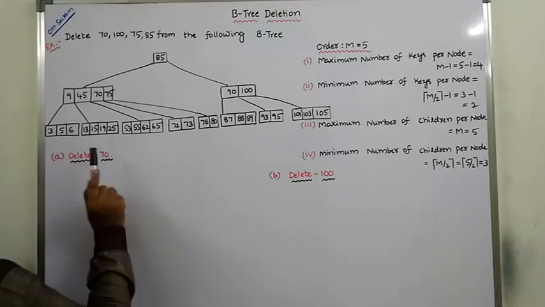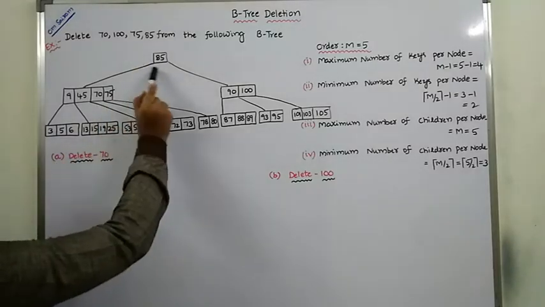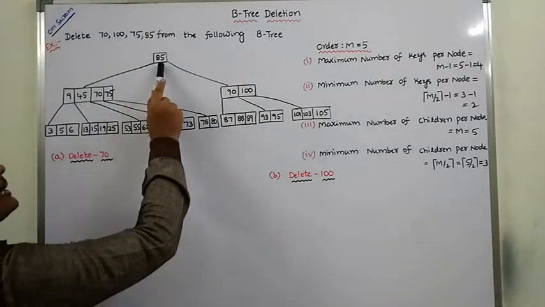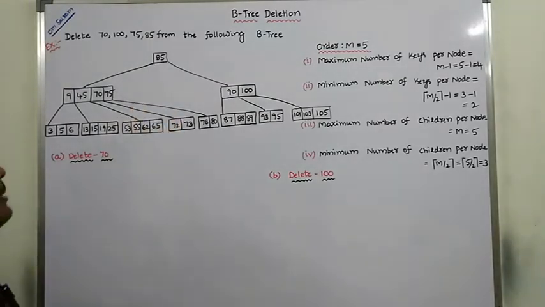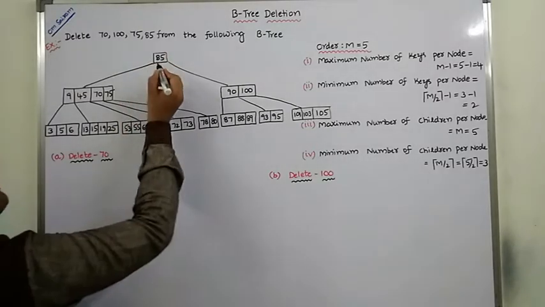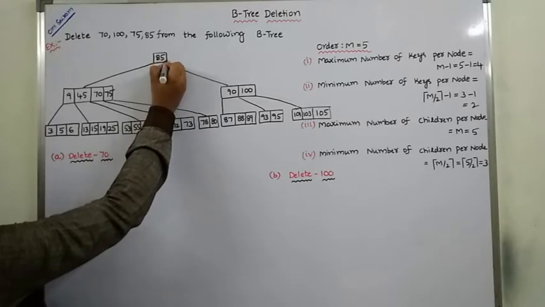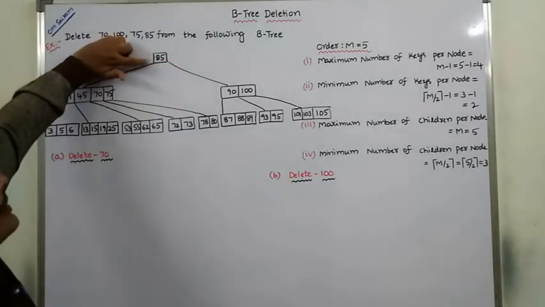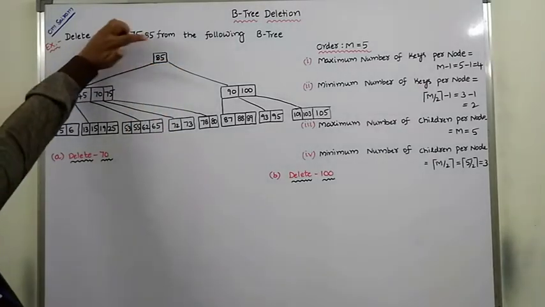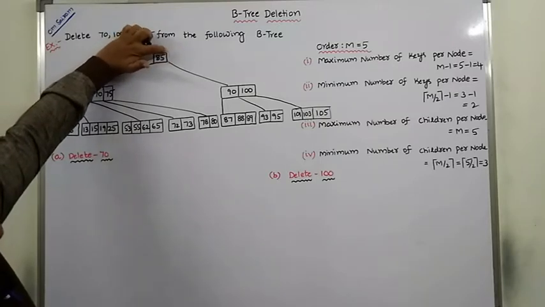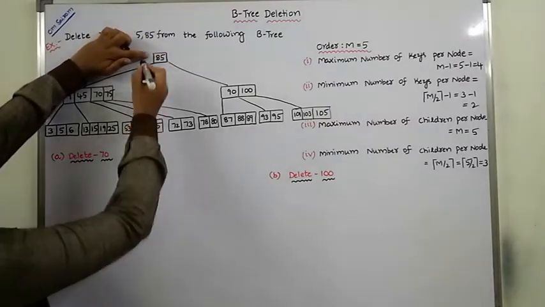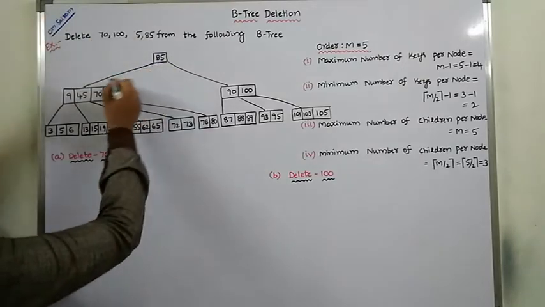First, 70 is compared with the root node. That root node contains the key element 85. So 70 is compared with 85. 70 is less than 85, so we go to the left pointer. This line represents the left pointer, this line represents the right pointer, this line represents the left pointer, and this line represents the right pointer. The left pointer points to a left subtree.